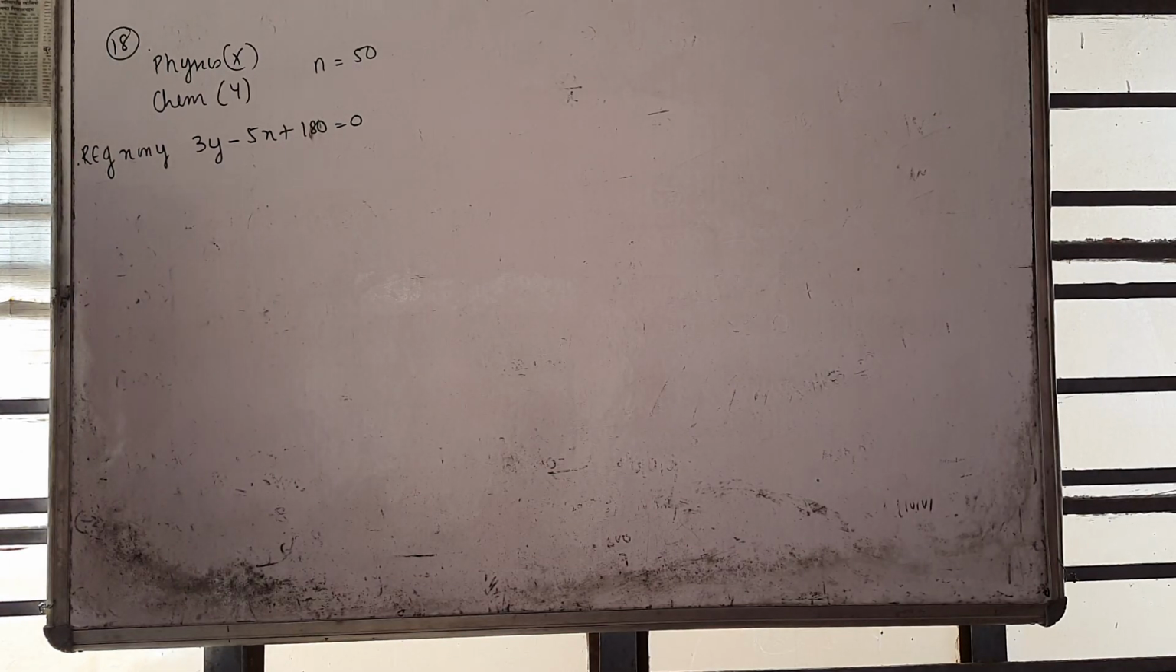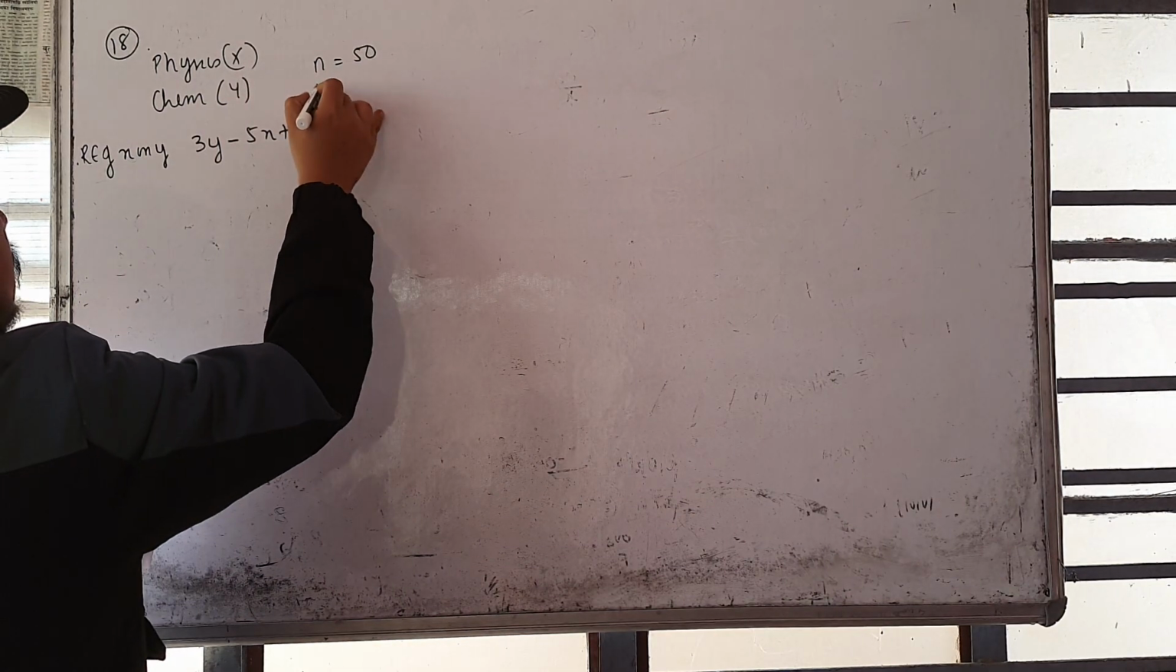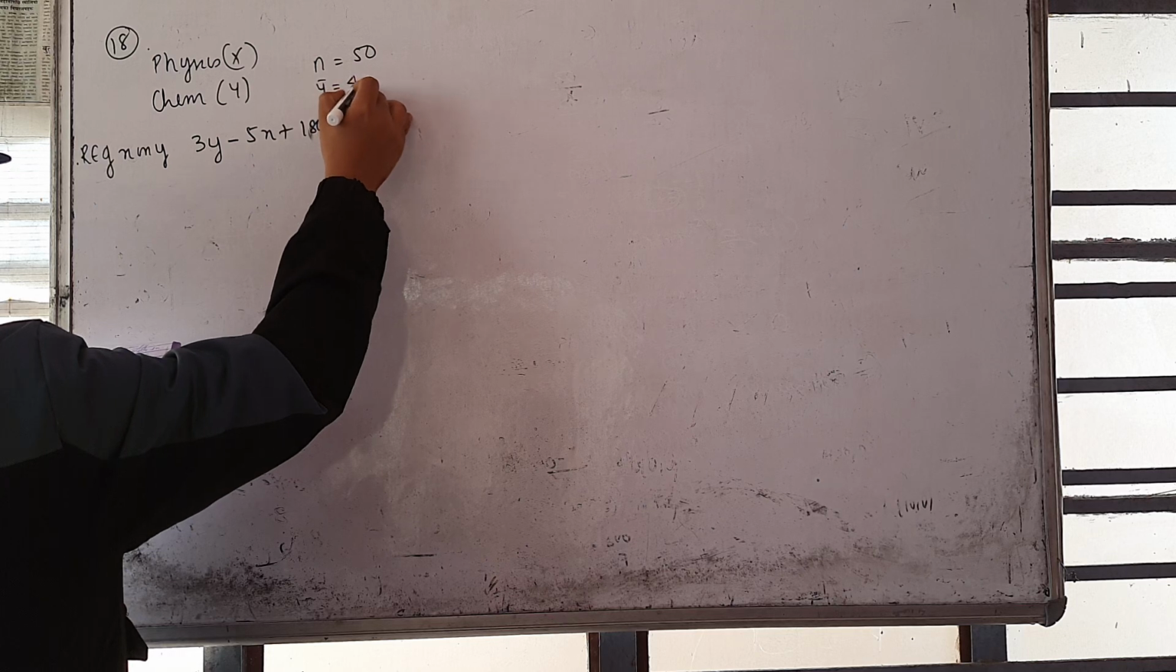The average score. You understand the meaning of average? What does average mean? Mean. So the average score in chemistry, y bar, is given to be 44.